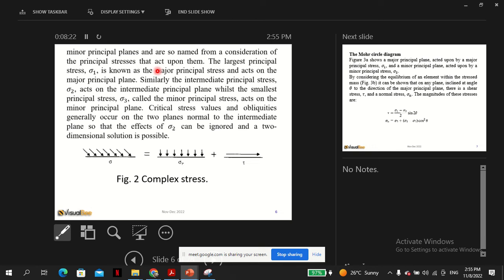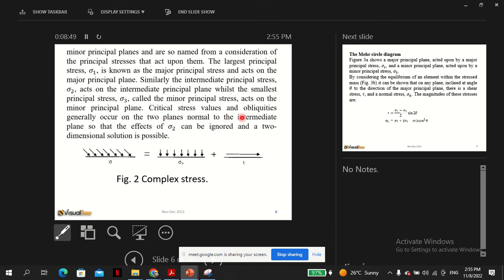The largest principal stress, sigma 1, is known as the major principal stress, and acts on the major principal plane. Similarly, the intermediate principal stress sigma 2 acts on the intermediate principal plane, whilst the smallest principal stress sigma 3, called the minor principal stress, acts on the minor principal plane.